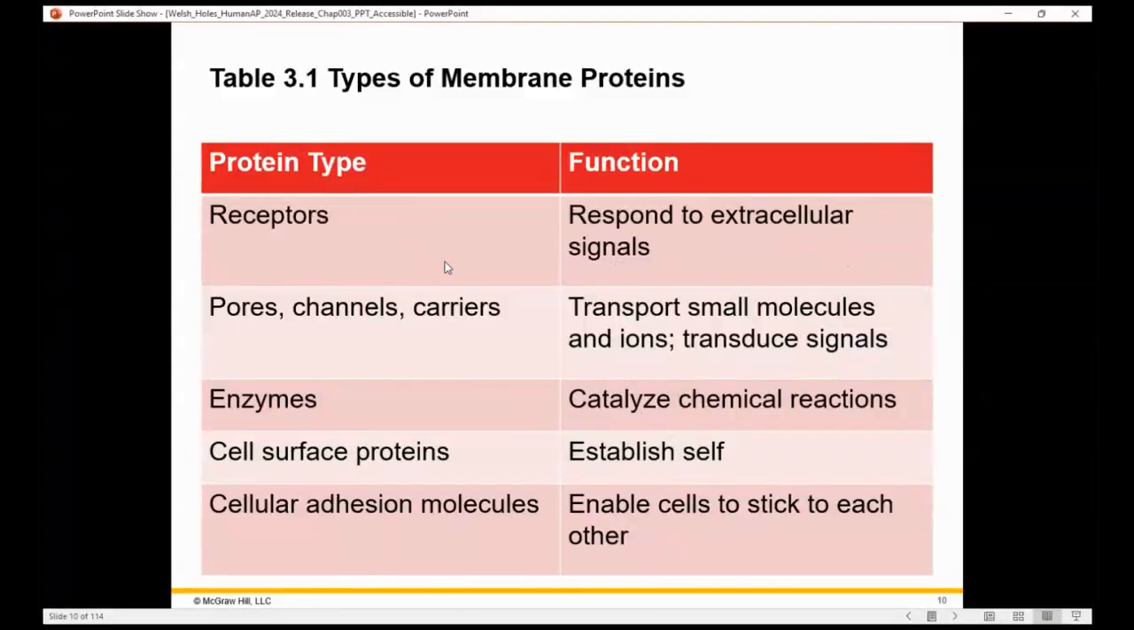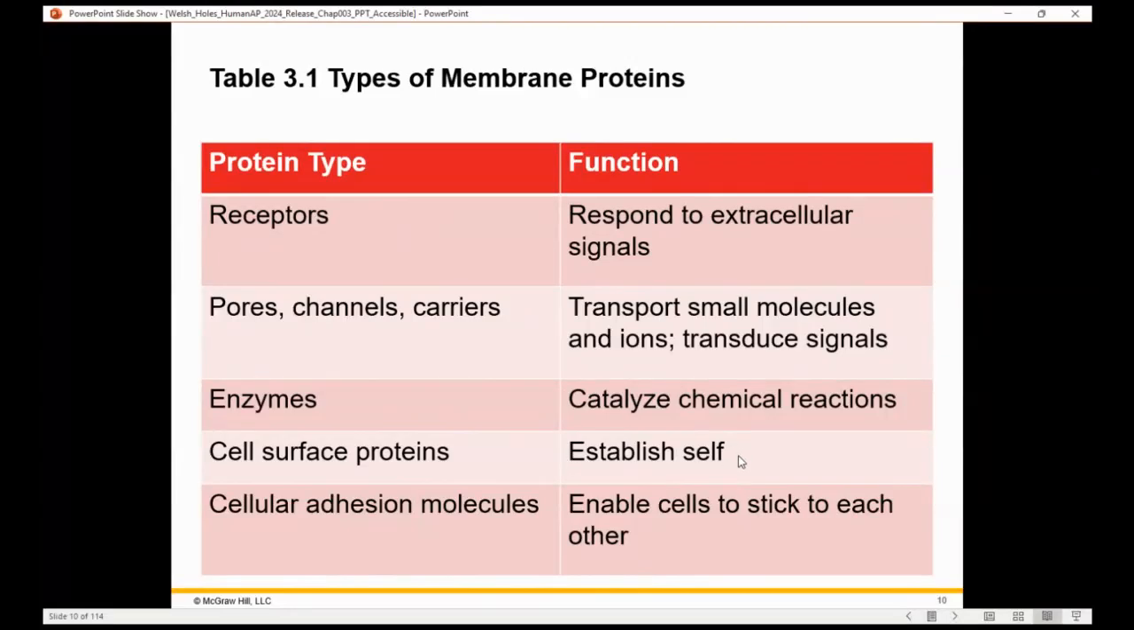Okay, so as far as protein types, we have receptors that respond to extracellular signals. We have porous channels and carriers that transport molecules and ions, and also they transduce signals. We have enzymes. Those are proteins. They catalyze chemical reactions, so they enable the reactions to occur. They speed them up.